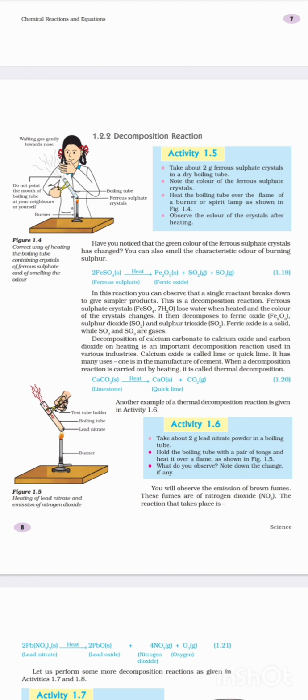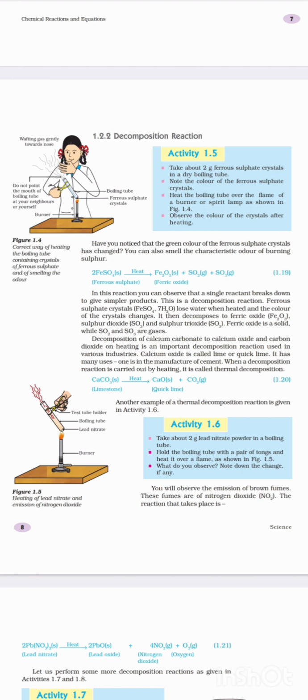Okay, also a second example: decomposition of calcium carbonate into calcium oxide and carbon dioxide on heating is an important decomposition reaction used in various industries. Calcium oxide is called quicklime. Earlier we have seen how calcium carbonate is formed: from calcium hydroxide with carbon dioxide. Again, this calcium carbonate when heated decomposes into calcium oxide and carbon dioxide.